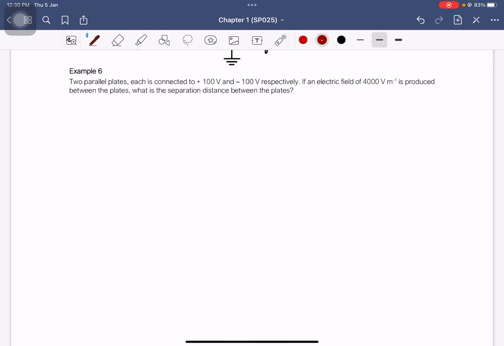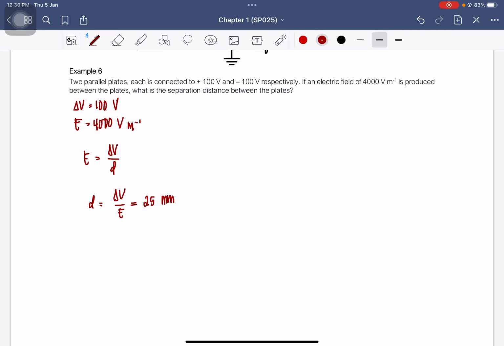I want to use this, which is equal to 100 volt. So if an electric field of 4000 volt per meter is produced between the plates, what is the separation distance between the plates? This is very straightforward. That is just delta V over D, so D is equal to delta V over E, and this is going to give you 25 millimeter.